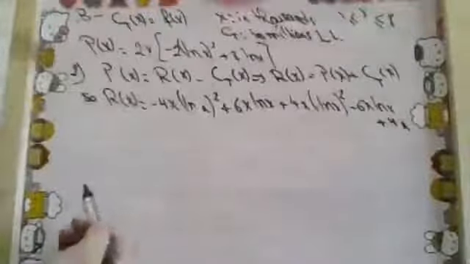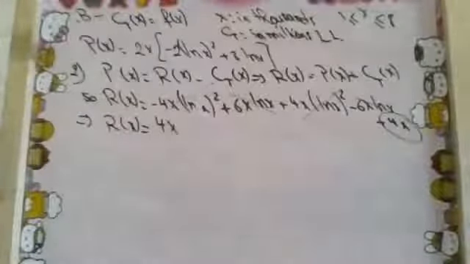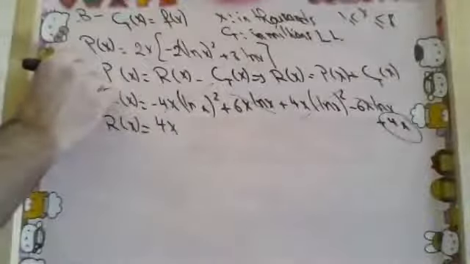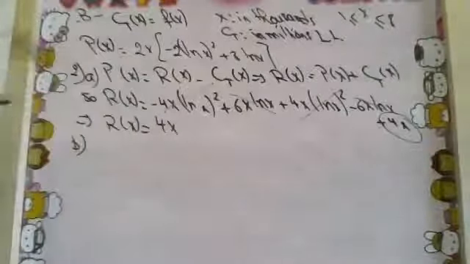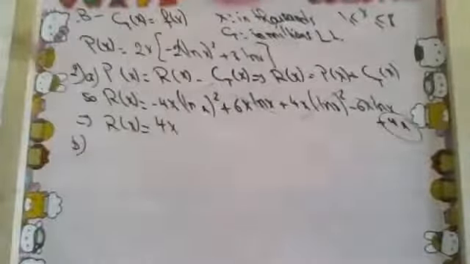We get negative 4x ln x squared plus 4x ln x squared cancel. We have 6x ln x minus 6x ln x. And you are left with plus 4x. That means that R of x is equal to 4x. Clear? That was part A. Part B.